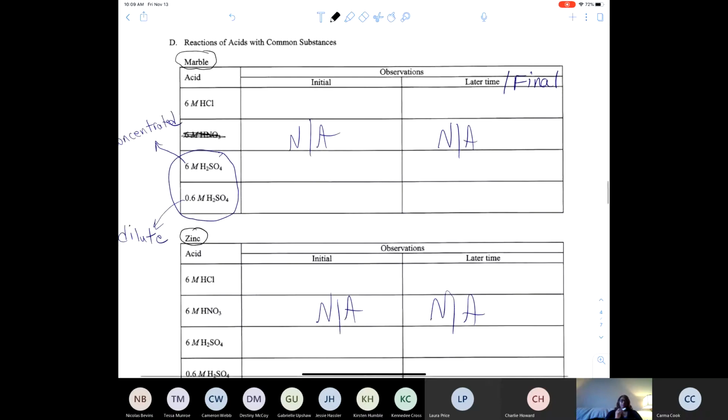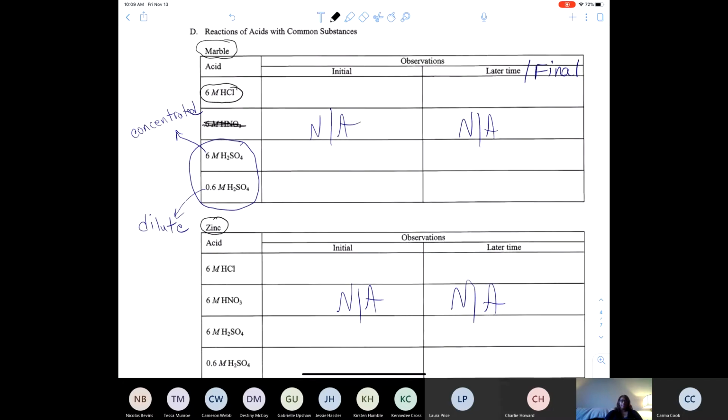So the 3 acids that we are going to be observing reacting with these common substances are 6 molar HCl, as well as 6 molar sulfuric acid. That's going to be your concentrated sulfuric acid.